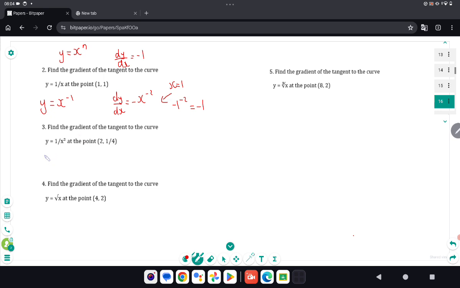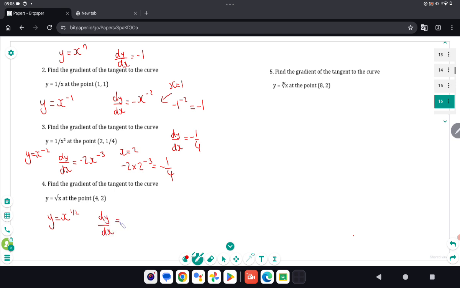How do we write y equals 1 over x squared? x to the minus 2. Differentiate. Minus 2 x to the minus 3. Sub in x is equal to 2. Minus a quarter. So our gradient here is minus a quarter. Next one, root x is the same as x to the power half.